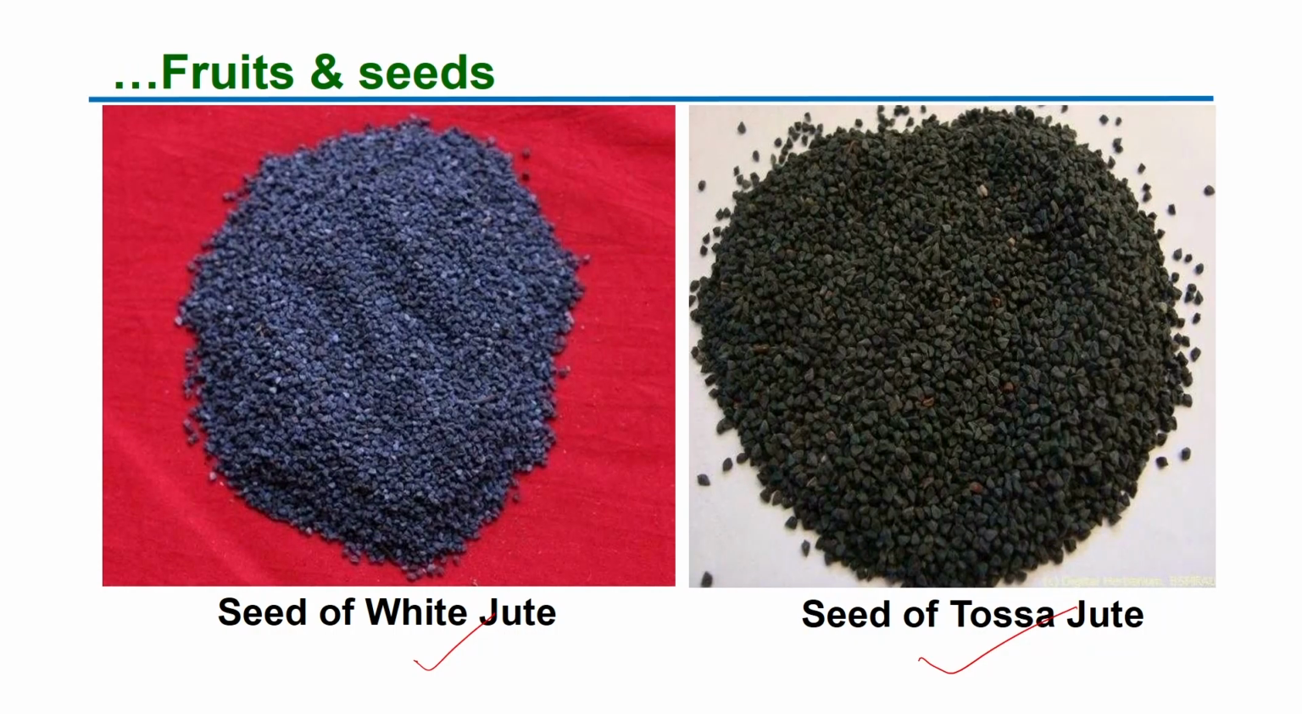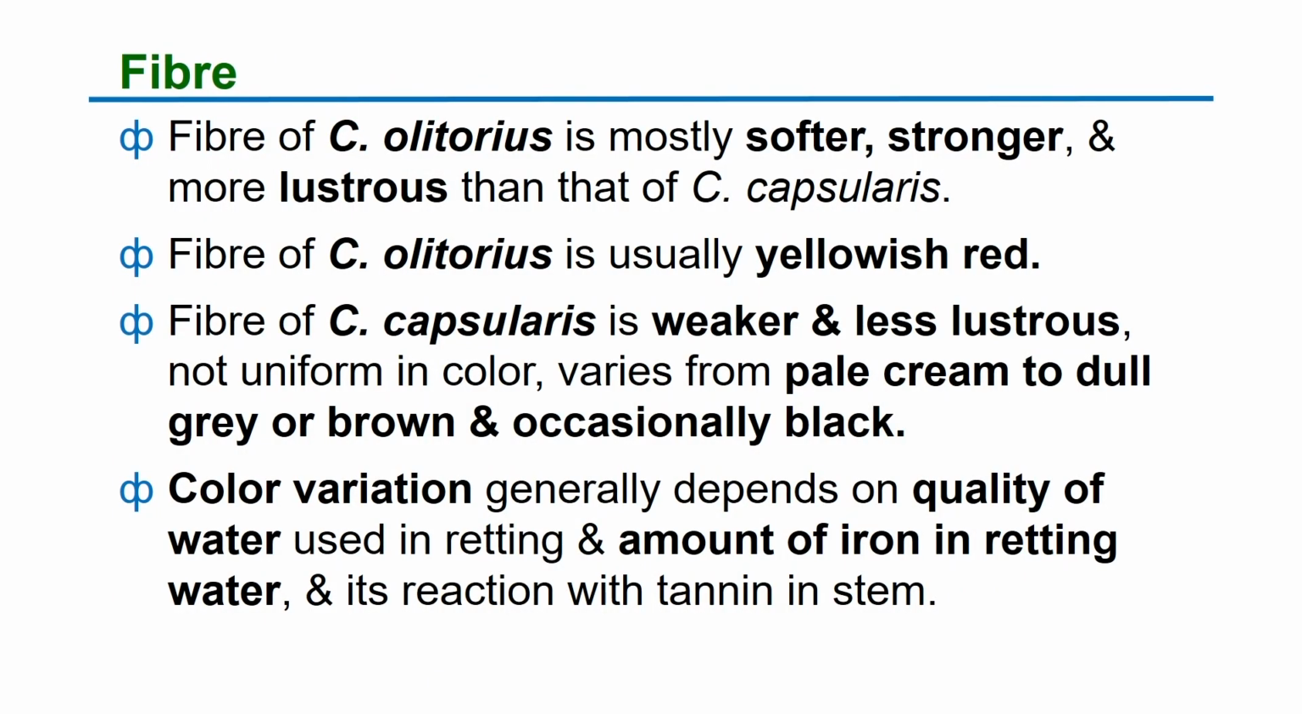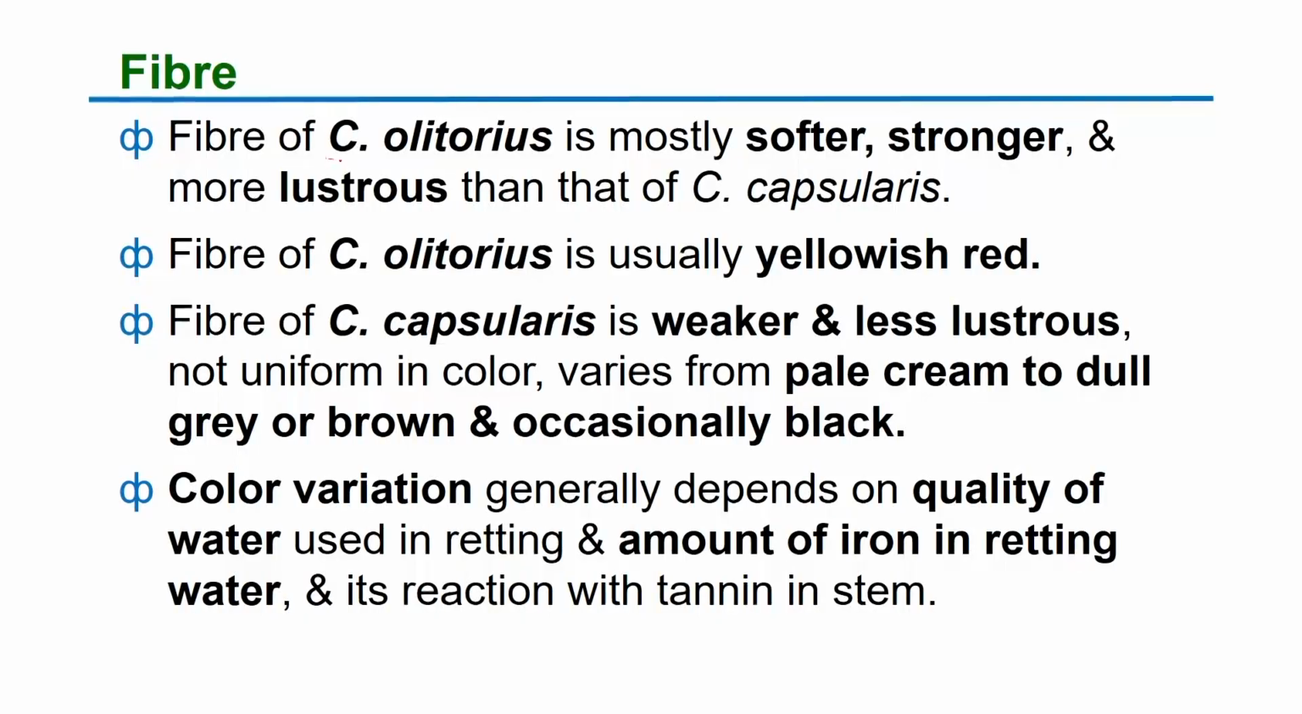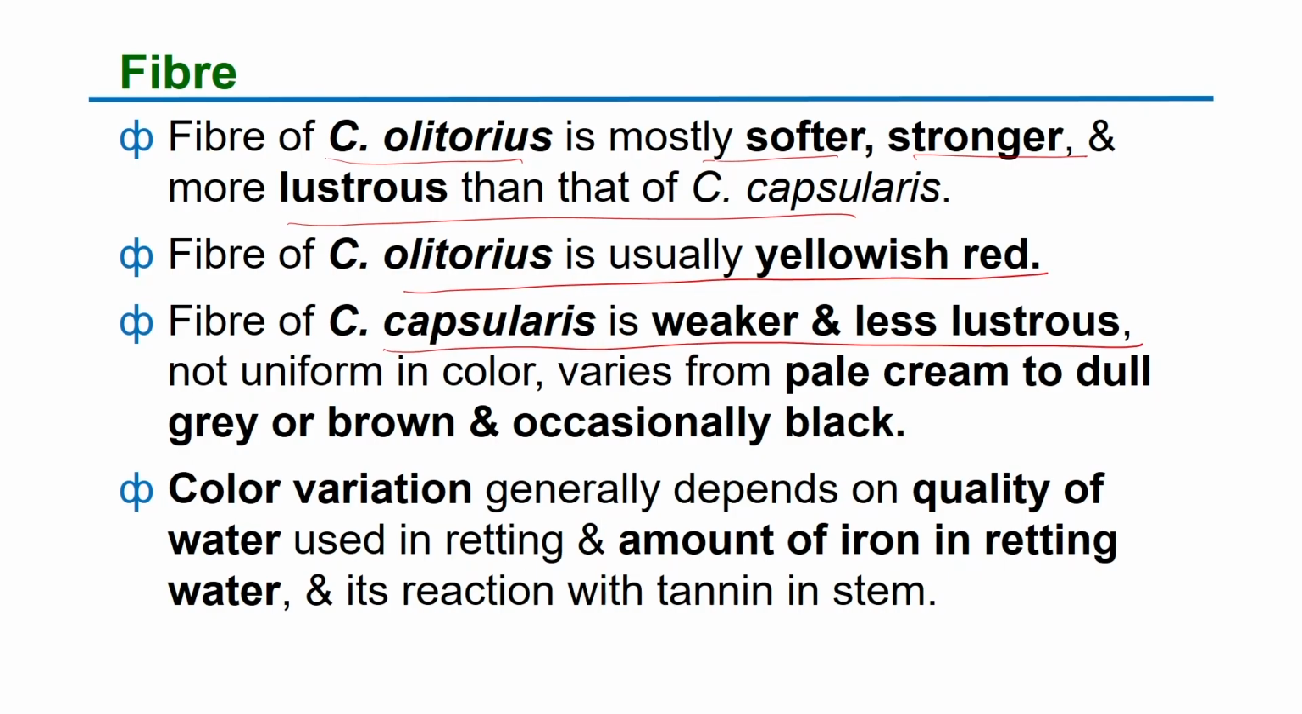Now see characteristics of fiber, which is the economic part of the jute plant. So fiber of Corchorus olitorius is softer, stronger and more lustrous than that of Capsularis. Fiber of olitorius is usually yellowish red. Fiber of Capsularis is weaker and less lustrous. Not uniform in color for white jute, varies from pale cream to dull grey or brown and occasionally black.